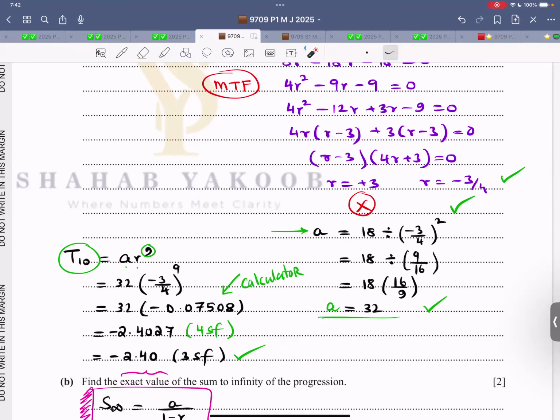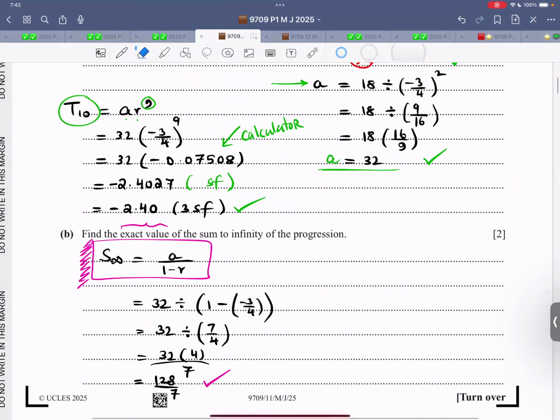And then you multiply right in 5SF. This is not 4SF. This is 5SF. Let me correct myself. So this is 5SF. And then the final answer, 3SF.